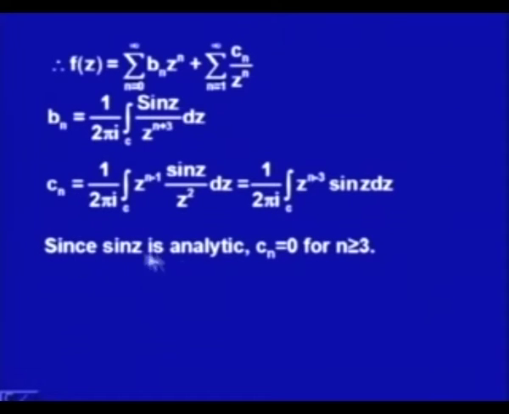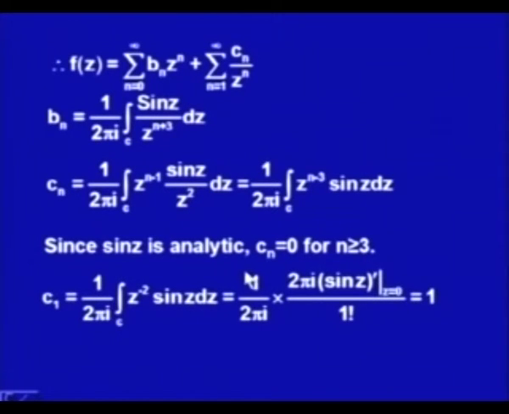Since sin z is analytic, c n is equal to 0 for n greater than or equal to 3. So, if n is greater than or equal to 3, these terms will not be appearing and all c n's will be 0 for n greater than or equal to 3. So, we need to calculate only the remaining ones; the others are going to be 0.